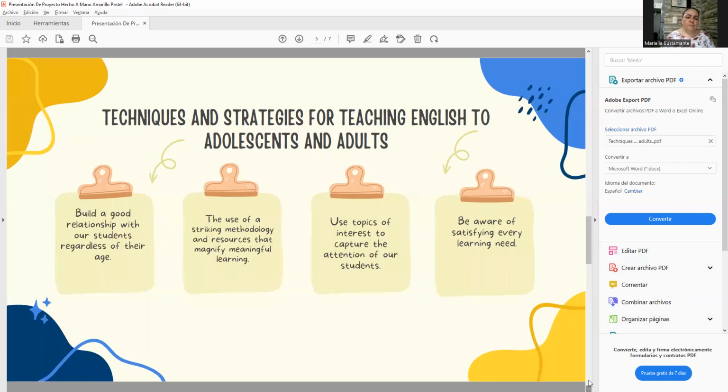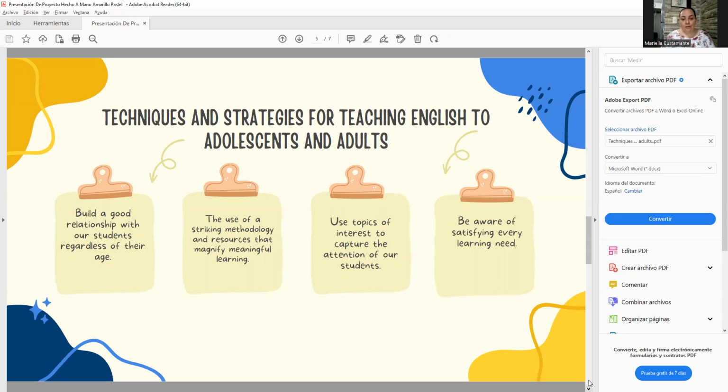Finally, I would like to give some general information about the different strategies we can use to try to avoid this kind of complication. For example, the most important thing is always the relationship between the teacher and the student. If they have a really good relationship, it's better, because the student can feel more comfortable talking.